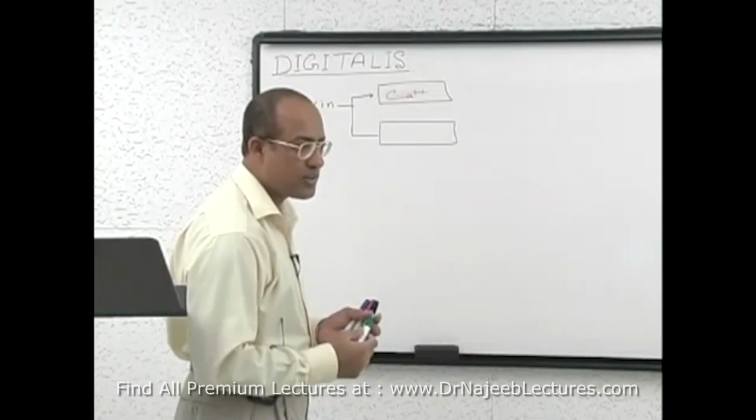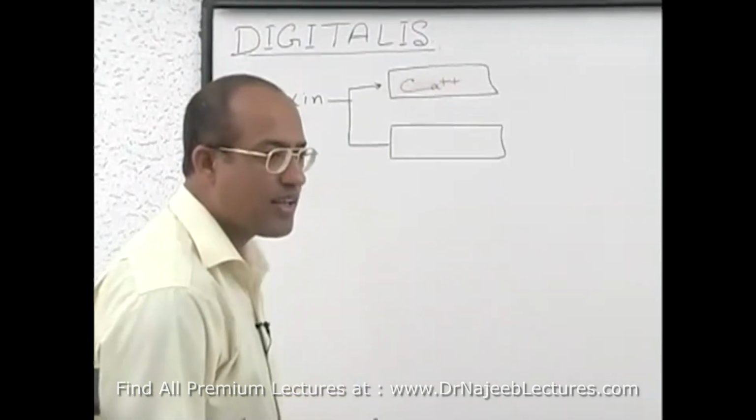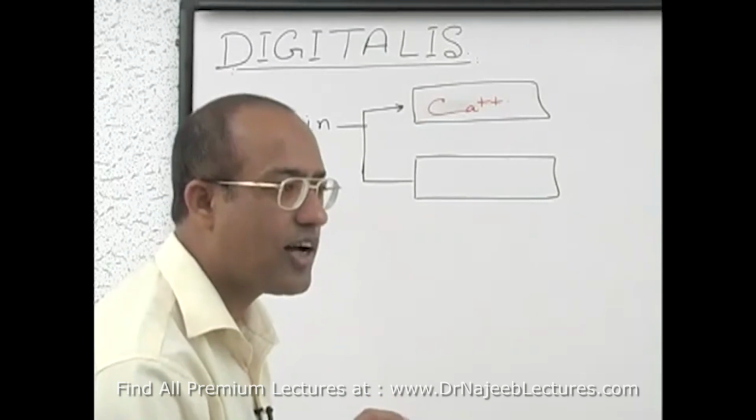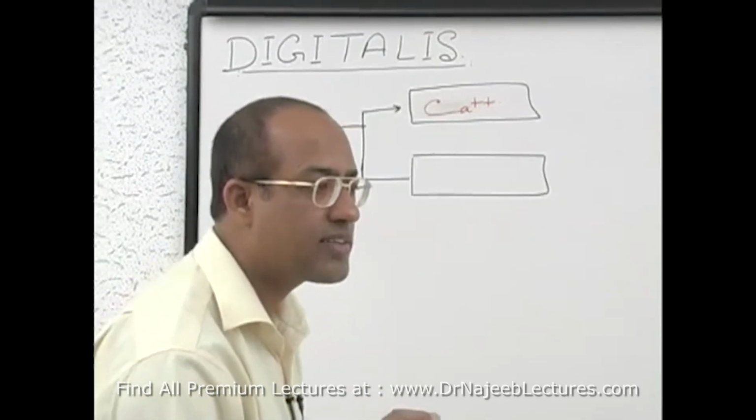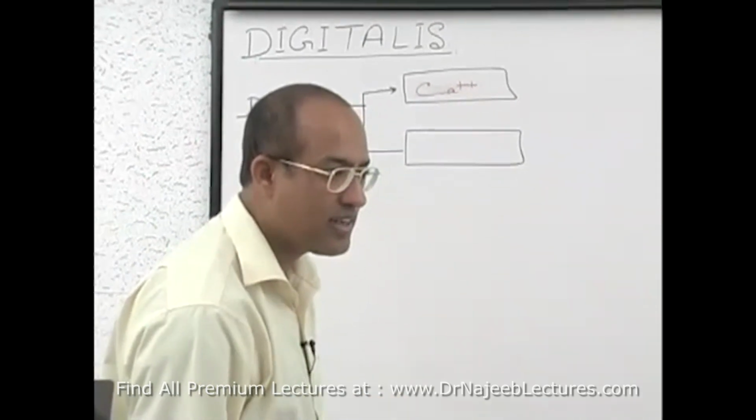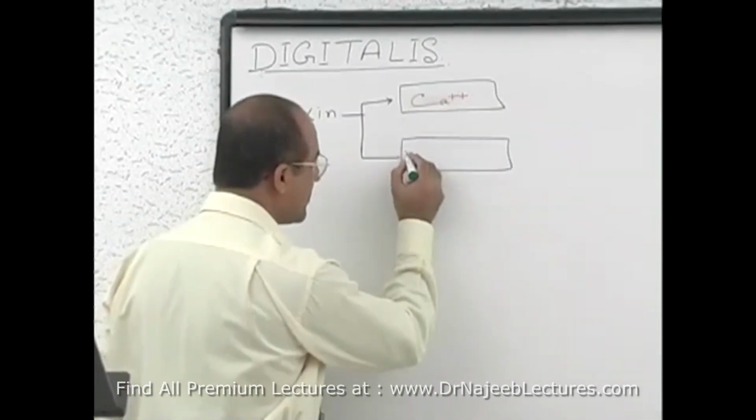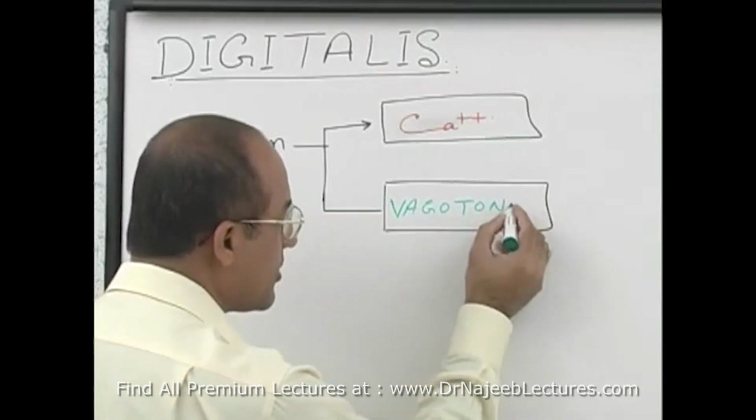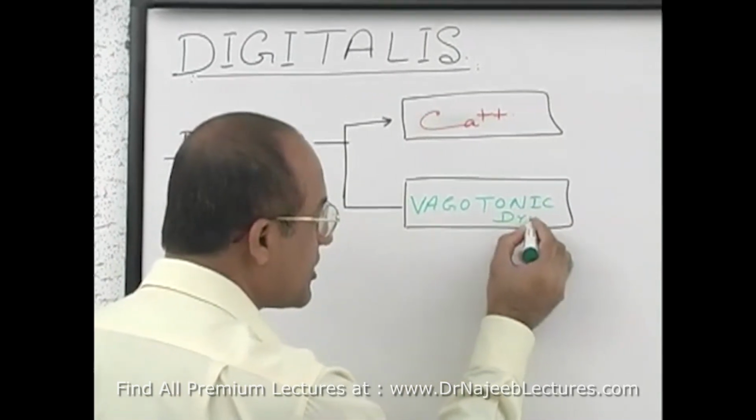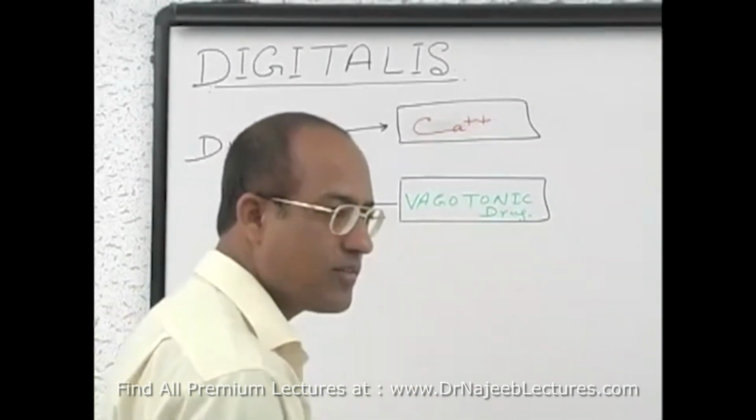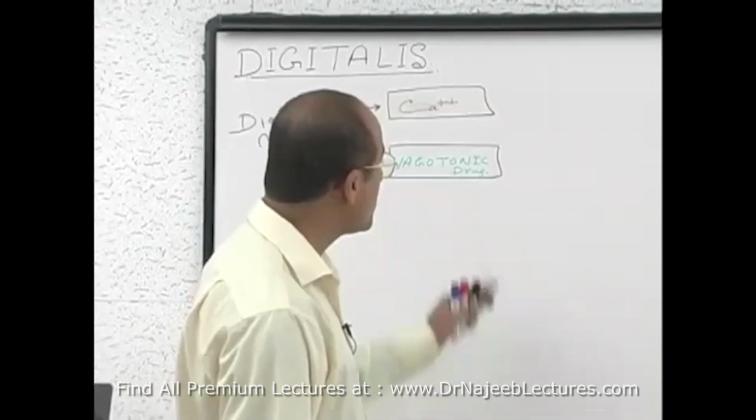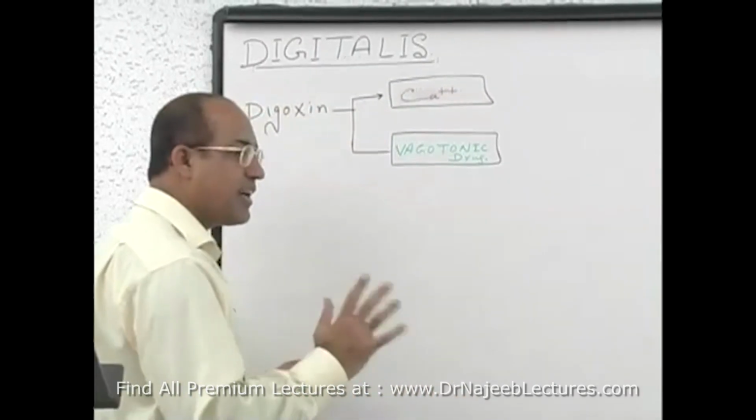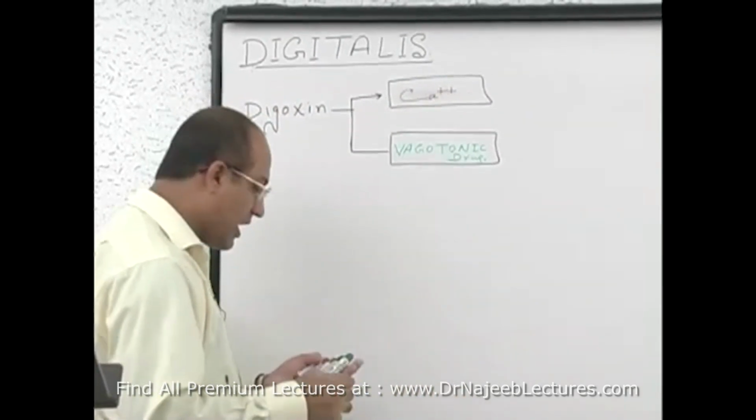If you don't know, should I mention? Only a very good doctor knows this. This drug is also a stimulant to the vagus system. So it is a vagotonic drug. This increases the vagus tone. Now we'll see that if you know both actions, you can really talk in a very good way about the net action of digitalis on the heart.